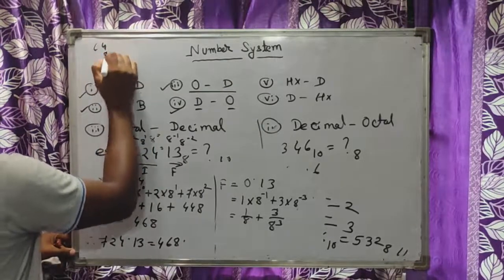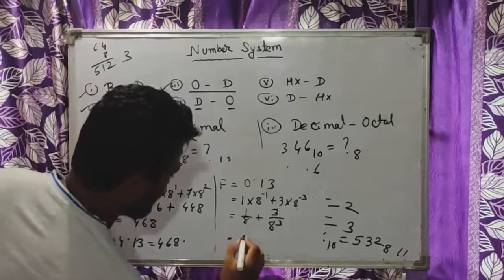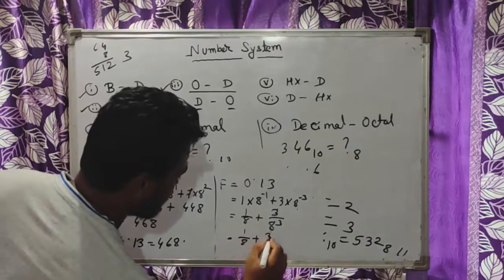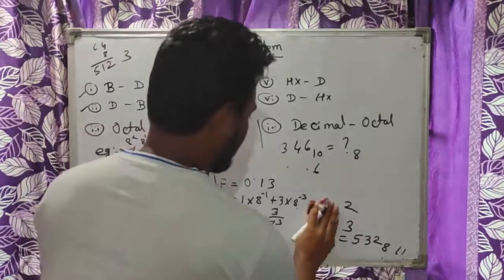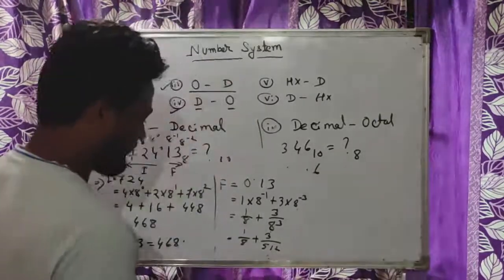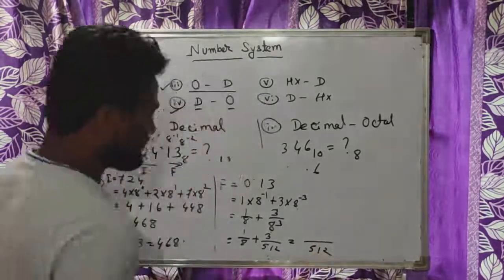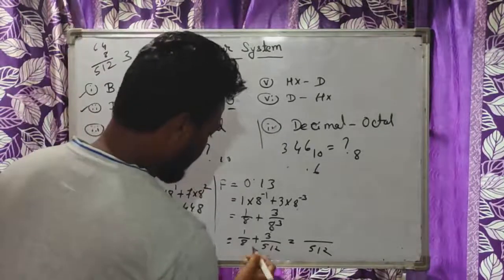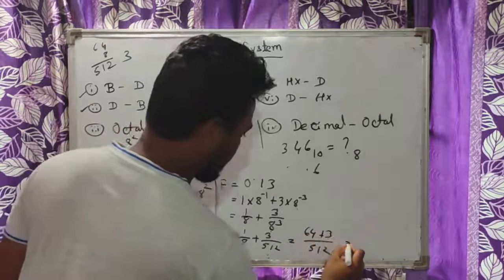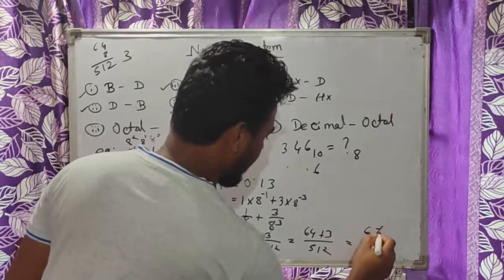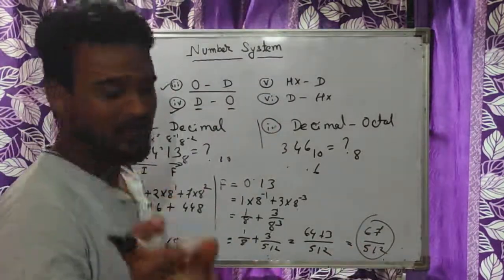64, 8, 512, right? So 1 by 8 plus 3 by 512. So divide it. This is quite lengthy in this number system. 512, you divide it, so we will get 64 plus 3, 67, 502. So you divide this number and that fraction part you add with this.